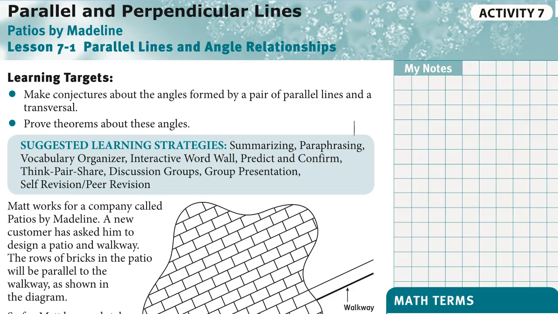This video is for lesson 7-1 about parallel lines and angle relationships. It's the first video for activity 7, which is about parallel lines and perpendicular lines. Learning goals are to make conjectures about the angles formed by a pair of parallel lines when they're crossed by a transversal line. And we'll also prove some theorems about these angles.